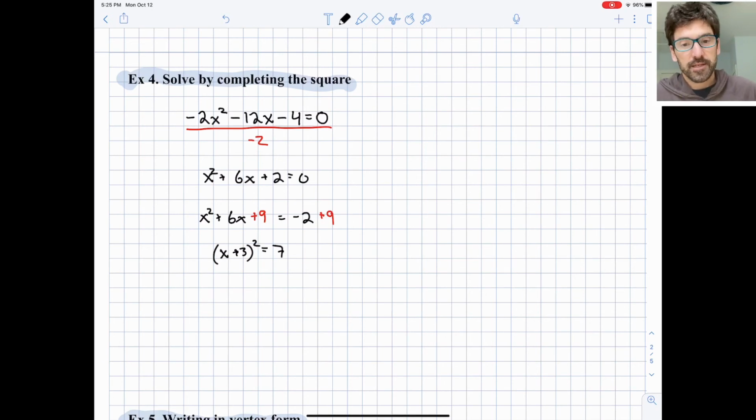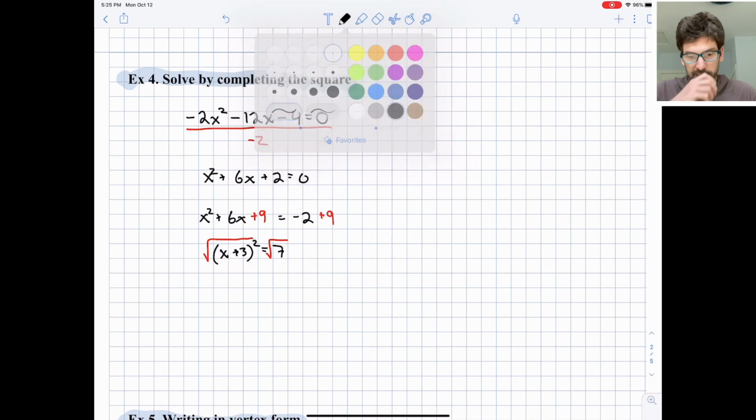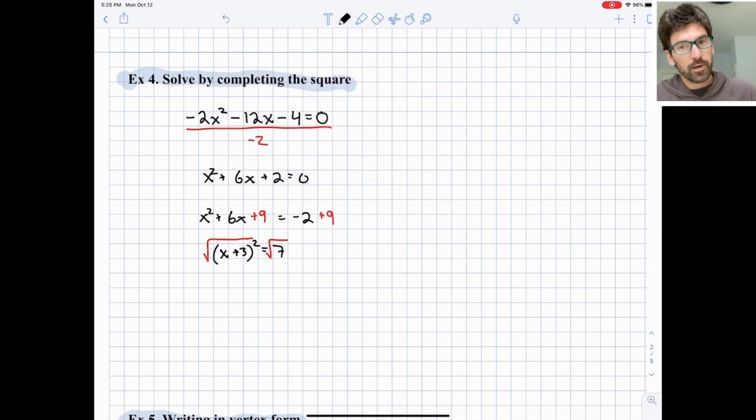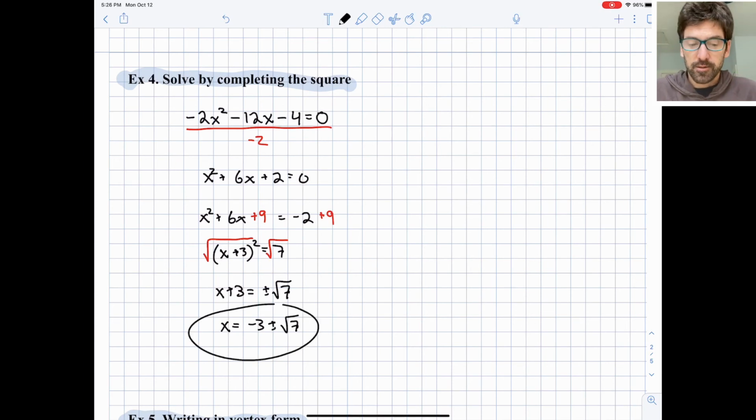So now the left side is a perfect square, so we can square root both sides. 7 is not a perfect square, but we can work with that. That's okay. And so again, we're going to get 2 square roots. X plus 3 is equal to plus or minus the square root of 7. Okay. And our last step is going to be subtracting 3 from both sides, and I'm going to put that 3 out front. And I can write my answer like that. X is equal to -3 plus or minus the square root of 7.